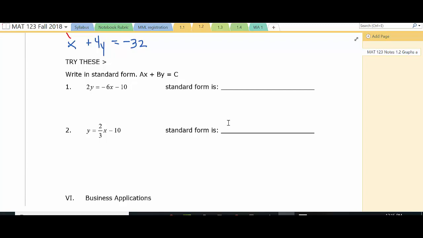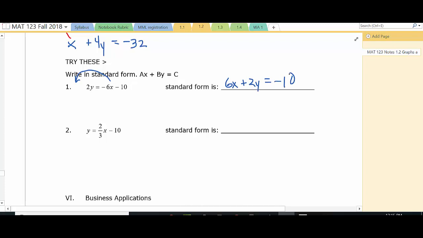So problem number one, one step and you're done, right? What's the answer to problem number one? 6x plus 2y equals negative 10, right? Okay, so all you got to do is get the x's together. So that one you just do in your head. When you move that, it becomes positive 6x plus 2y equals negative 10. Okay, so that's how that goes.